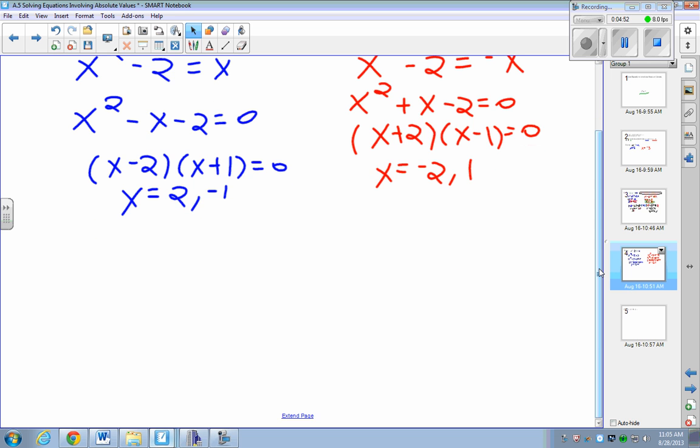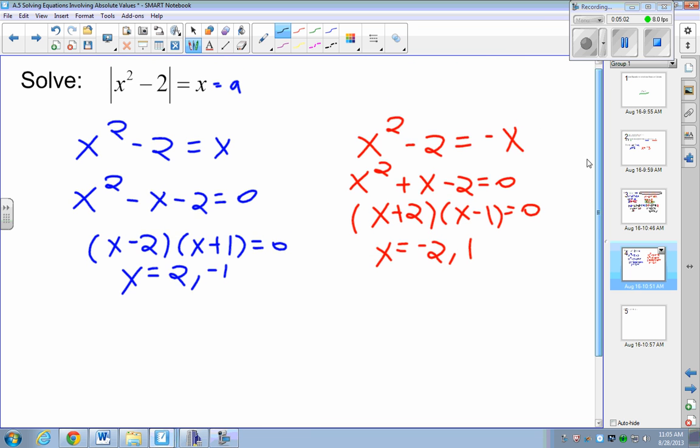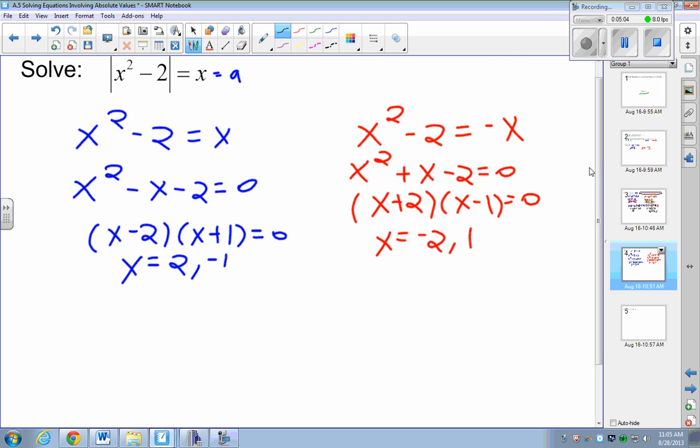So let's go ahead and plug these in. Let's plug x equal to 2 in first. So the original equation: the absolute value of 2 squared minus 2 is equal to 2x, or 2 times 2. So when we do this, we're going to get the absolute value of 2.